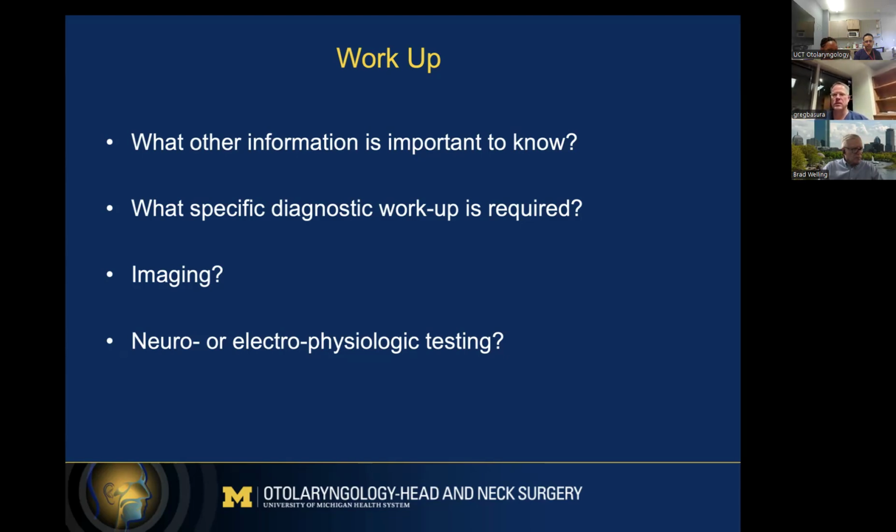Imaging. And what are you looking for? What kind of study do you want to get? So we want to do a gadolinium enhanced MRI of the internal auditory meatus, and that is mainly to rule out a CP angle lesion from the T1 and T2.